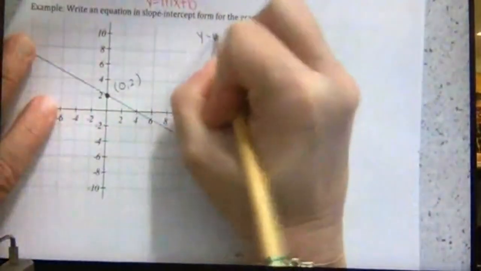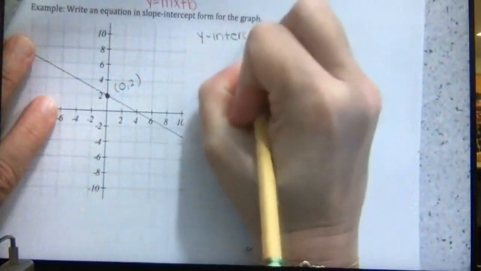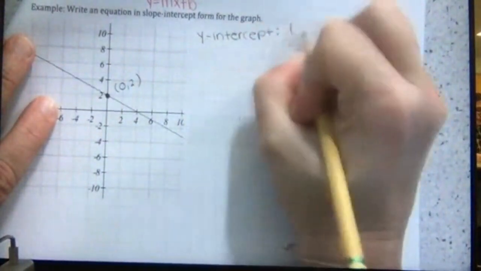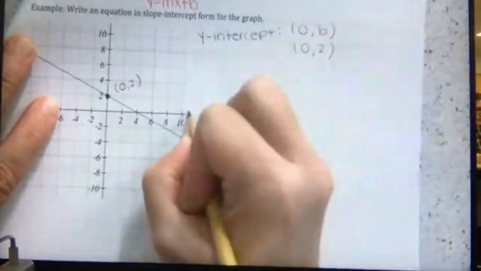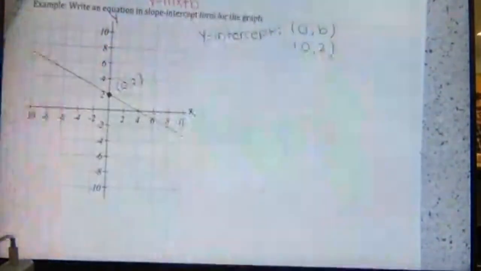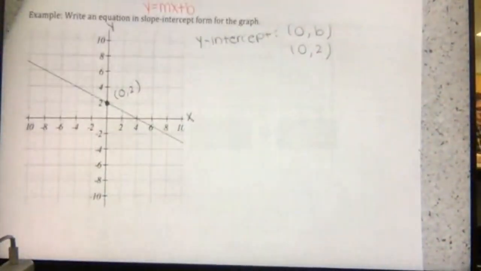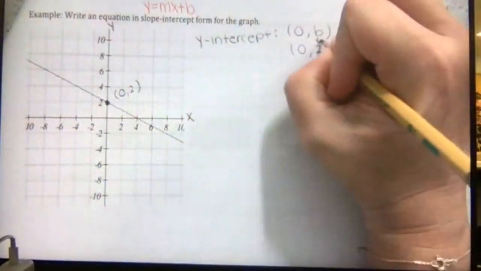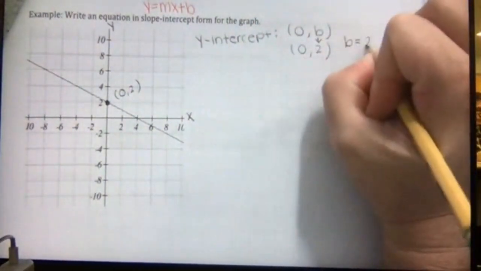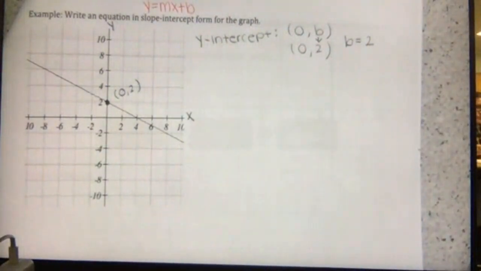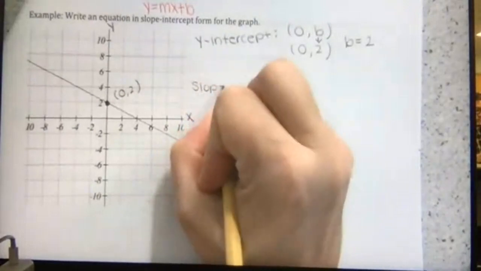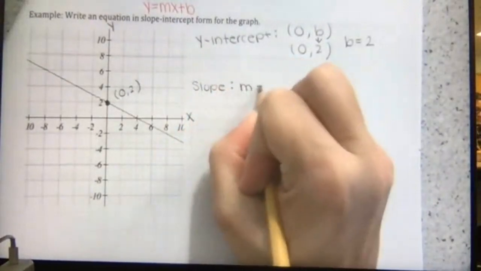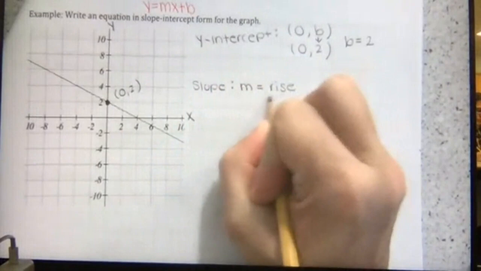So for our y-intercept, we know it's going to be 0, comma b, and we know it hits our y-axis at 2. Remember, this is our x-axis, this is our y-axis. It hits our y-axis at 2. It intercepts our y-axis at 2. So we know our b value is 2. And then now we need to find our slope. So we know our slope, which is our m value, is going to be rise over run.